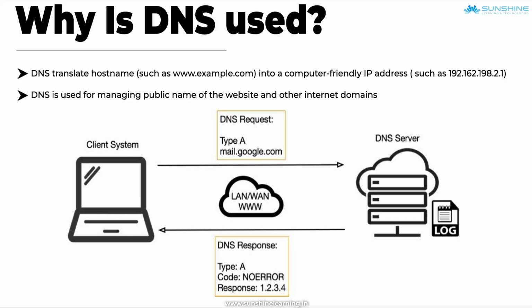So what exactly is DNS used for? DNS stands for Domain Name System, and it is primarily used to translate host names into IP addresses and vice versa. So DNS is used for managing the public names of websites and other internet domains. For example, let's say a client, or we on our system, type www.example.com. This request would go to the DNS server, and from that DNS server it will be resolved to an IP address, and a web page would be delivered on the client system with the help of the IP address. So DNS is resolving the domain name to an IP address.